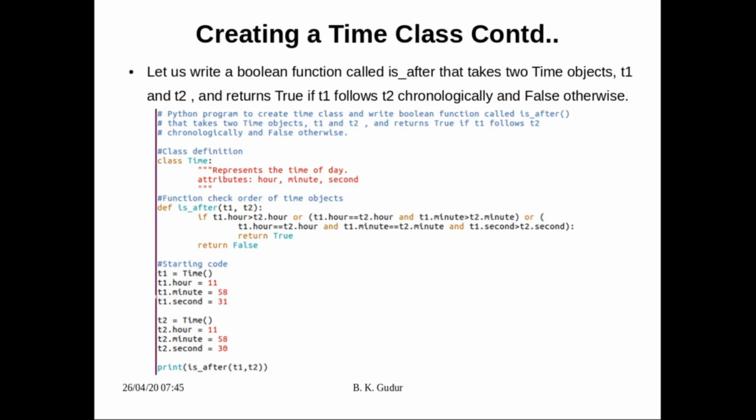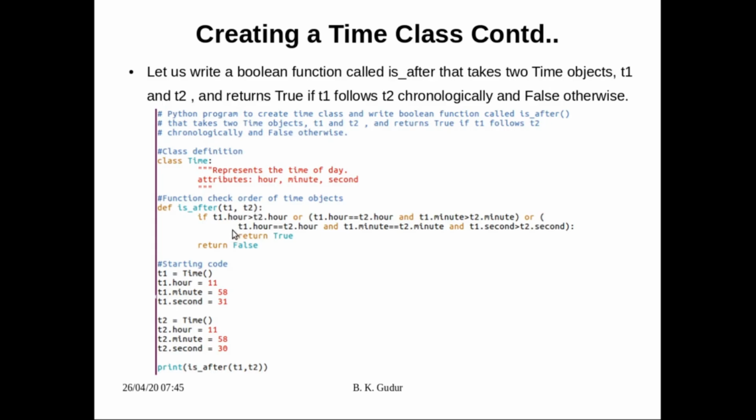Okay, in that case, very simple. This is the definition of a class. The class definition remains as it is, and here is a function to check the order of the time objects. So the name of the function is is_after, and this particular function will take 2 time objects, one is t1 and another one is t2, as parameters.